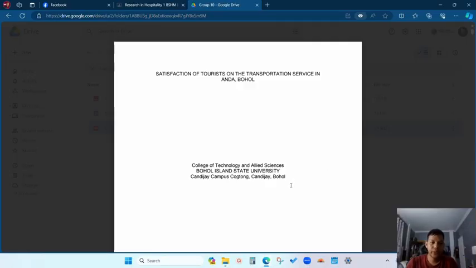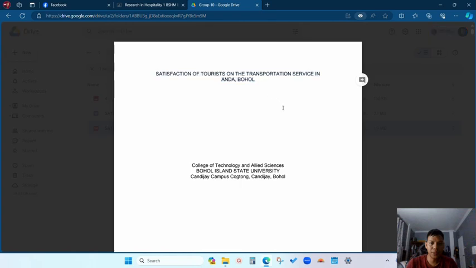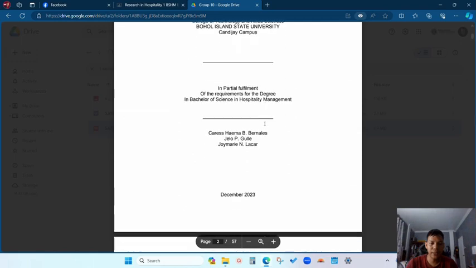So now class, I'm going to share my screen and it will show you the example research paper from the previous students. This example is the study, Satisfaction of Tourists on the Transportation Service in Anda, Bohol. So we will check their rationale.